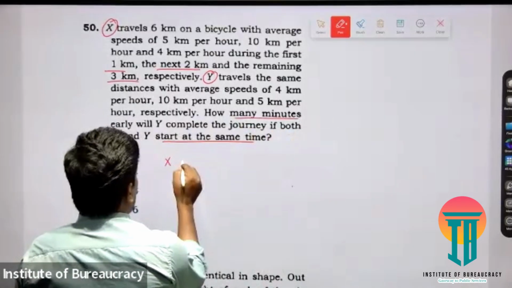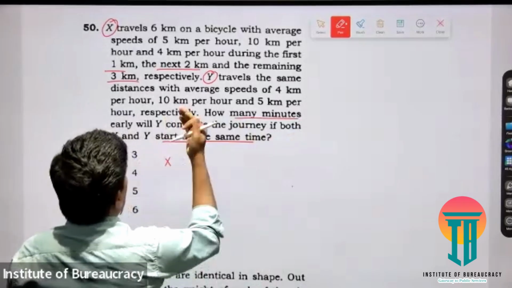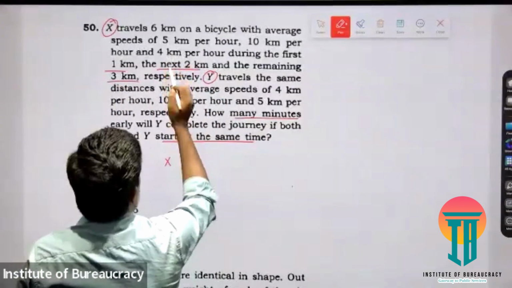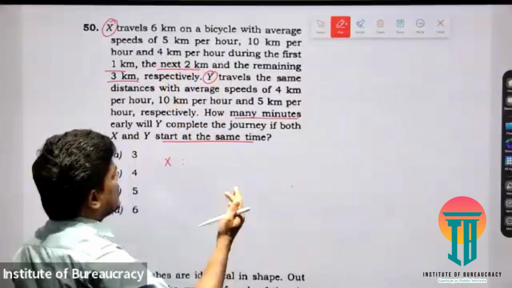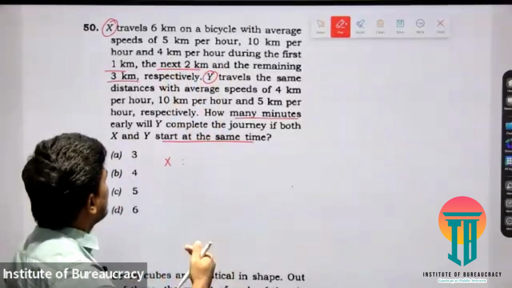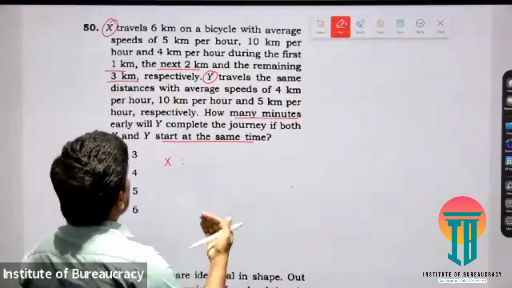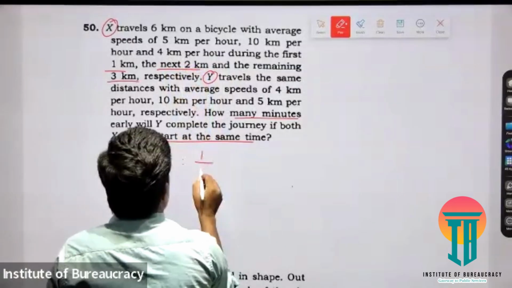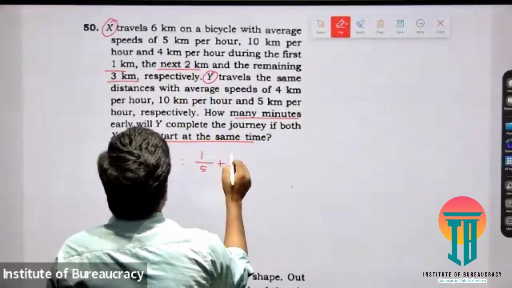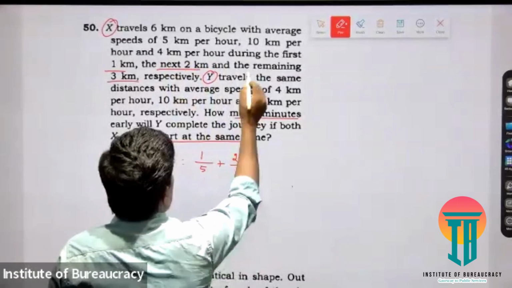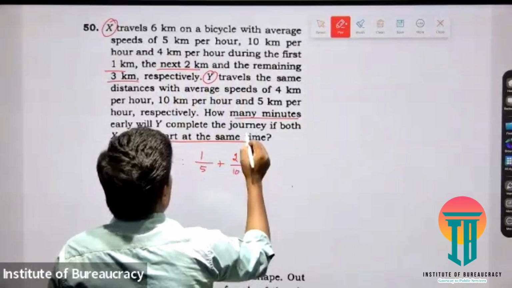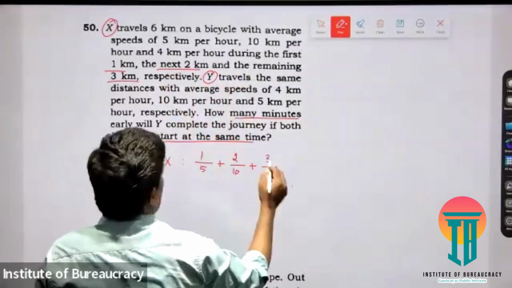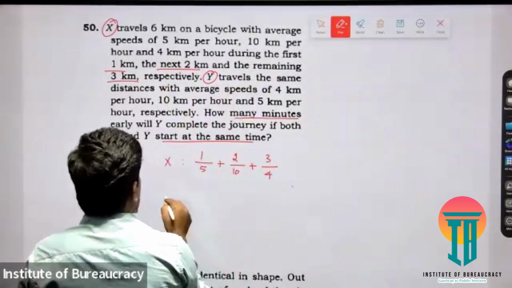With respect to X, I'll go straight away. First 1 kilometer at the speed of 5 kilometers per hour. Time is distance by speed. So distance is 1 kilometer, speed is 5 kilometers per hour. The next 2 kilometers, speed is 10 kilometers per hour. Next 3 kilometers, speed is 4 kilometers per hour. This is with respect to X. With respect to Y now.